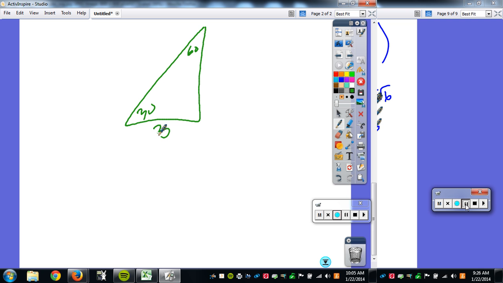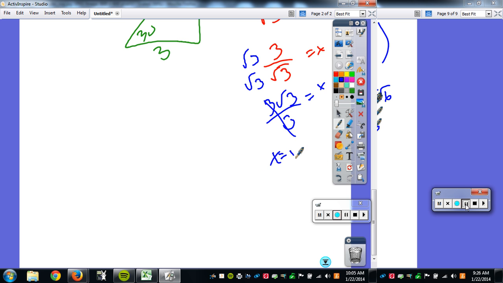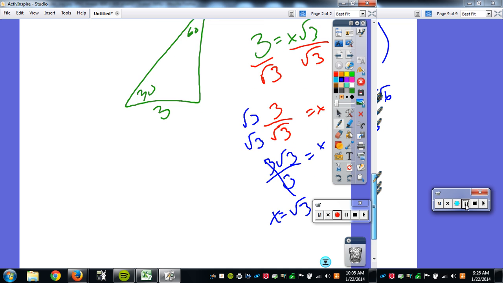Right here is 30. Who is opposite of 30? The x. Opposite of 60 is the x root 3. So therefore, 3 equals x root 3. Right? Now what? Divide by root 3. So I have 3 over root 3 equals x. Rationalize. 3 root 3 over 3. X equals root 3. Everybody understand where I got that from?